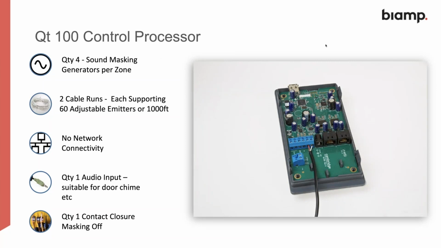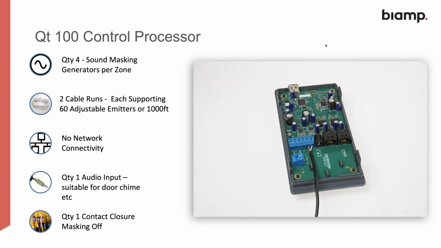You can have 4 sound masking generators per zone with 2 cable runs, which each support 60 adjustable emitters or 1,000 feet. There is no network connectivity to this item. It is merely a standalone item. It also has an audio input, which can be used for door chime, for example, and it's also got an I/O contact closure, which can be used for turning the masking off should you require it.